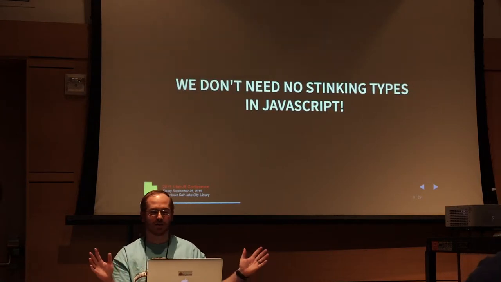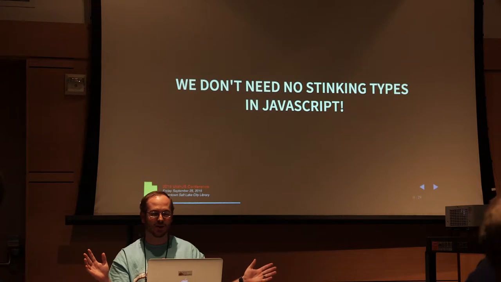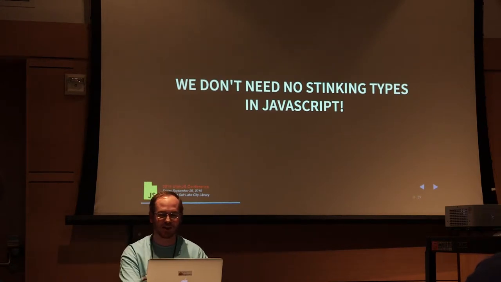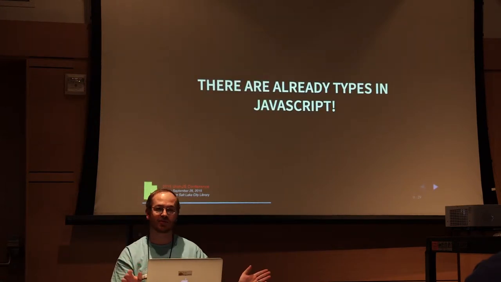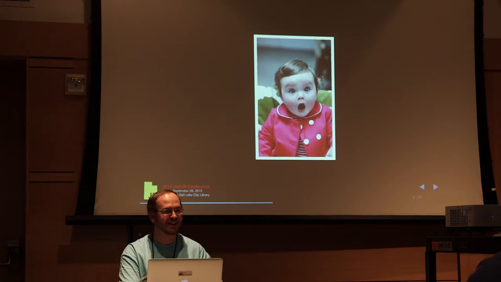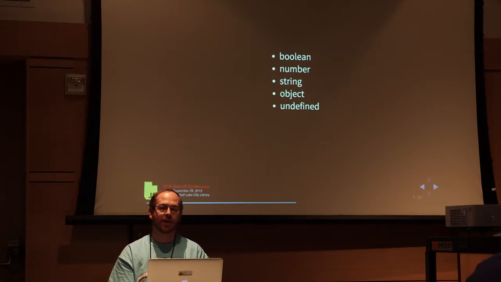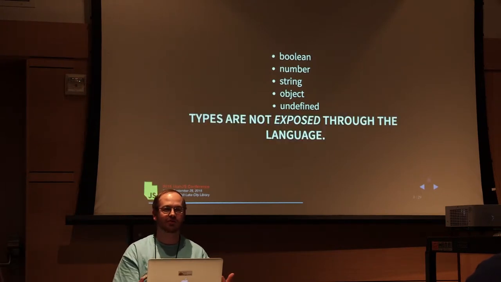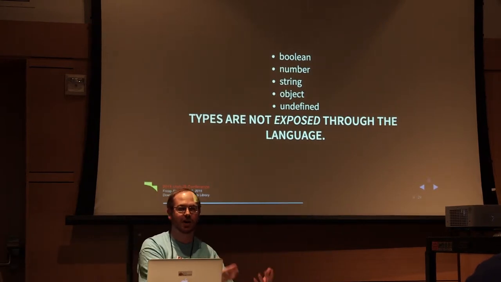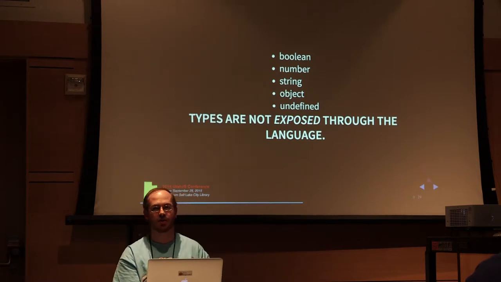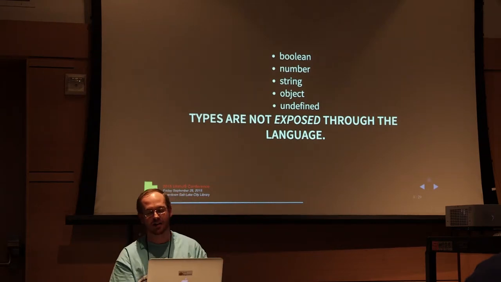Well, before you come and burn me at the stake saying we don't need no stinking types in JavaScript, I have a little bit of news here that might surprise you. There are already types in JavaScript. I know, right? So we have built-in types like Boolean, number, string, object, undefined. However, the language itself doesn't expose those types, so you can't express yourself saying this variable should be of this type. Or, if you're writing an API, you can't say I'm expecting a string to be passed in.